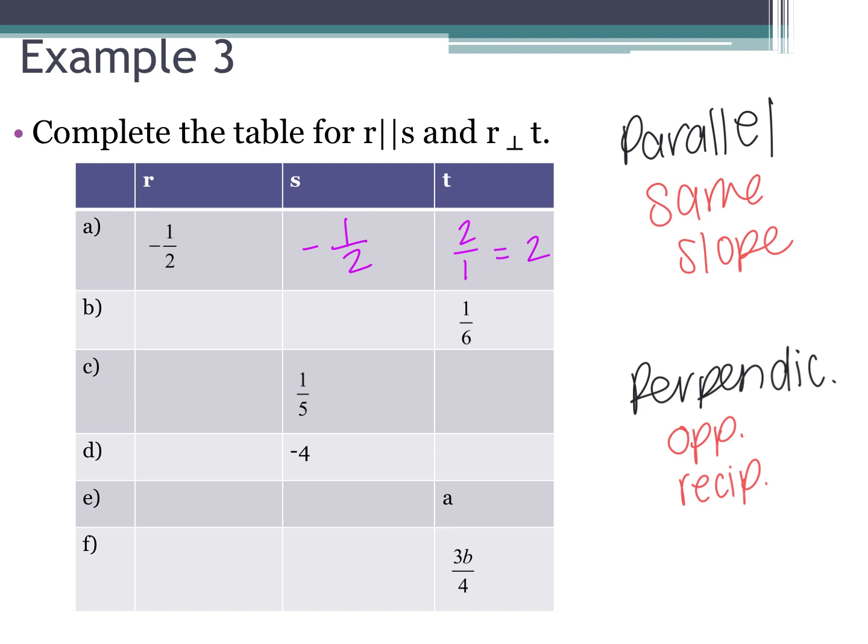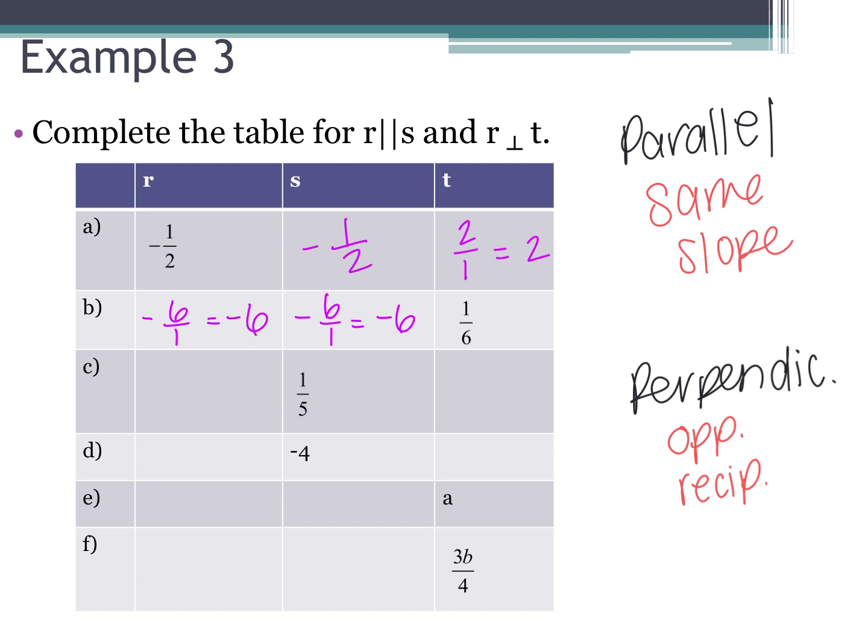All right, looking at b. If t is 1 over 6, what should r be? R should be negative 6 over 1. Good, negative 6 over 1. So if r is negative 6 over 1, what should s be? Negative 6 over 1. Good. For these, you could just put negative 6 because it's the same thing.